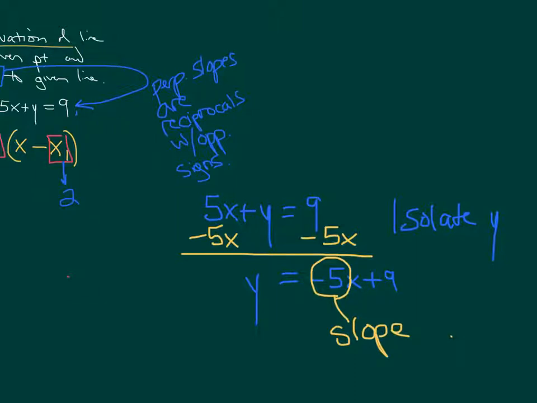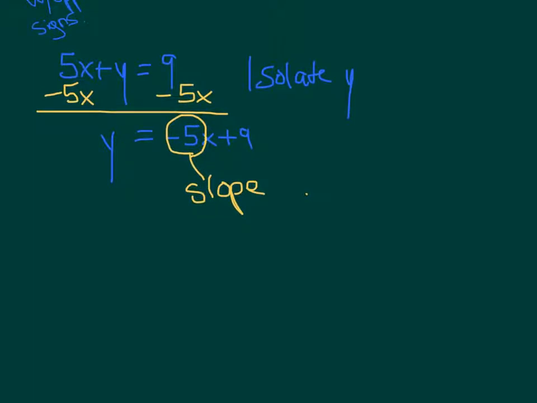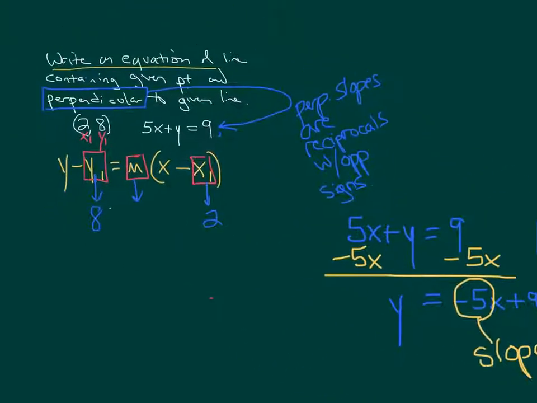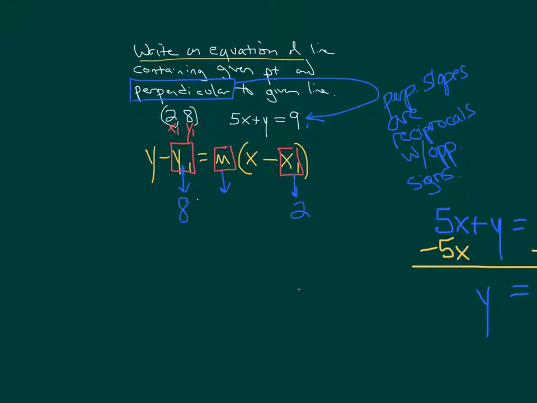But our slope is perpendicular to this line. If that one's negative 5, in reality that's negative 5 over 1. Our slope is perpendicular, so it's the reciprocal, so we flip that to 1 over 5. Since that slope is negative, our slope is positive. So we figured out that our m is 1 over 5.